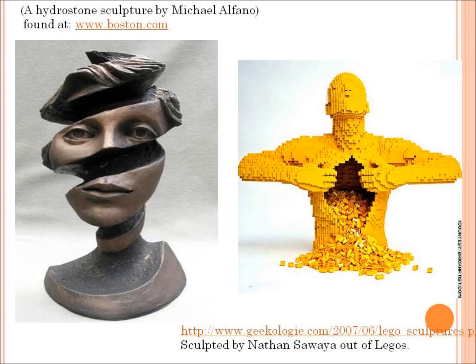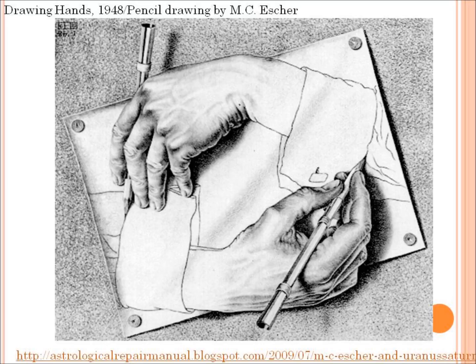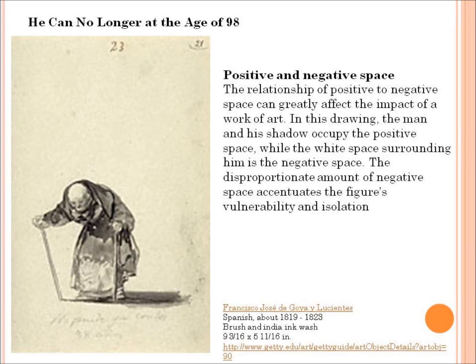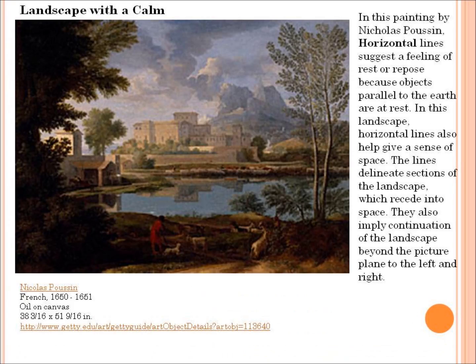Then the next slide is talking about form and shape, and there's sculptures are obviously going to go along those lines, but then there's also the 2D aspect of it, and that goes into MC Escher, which is the next slide. And then another slide that talks about 3-dimensional space in a 2-dimensional work, which is also another example of MC Escher. Then the next slide talks about positive and negative space. So again, we're still talking about space, which is one of the elements.